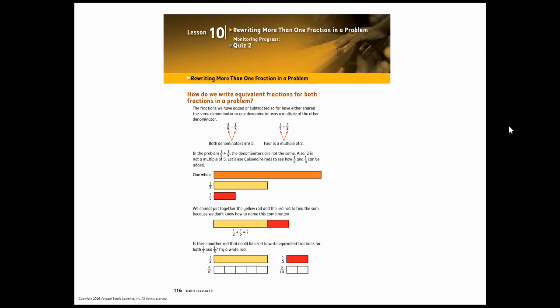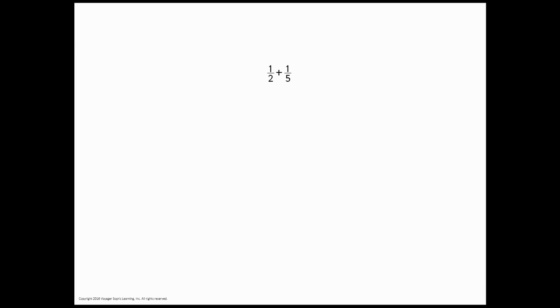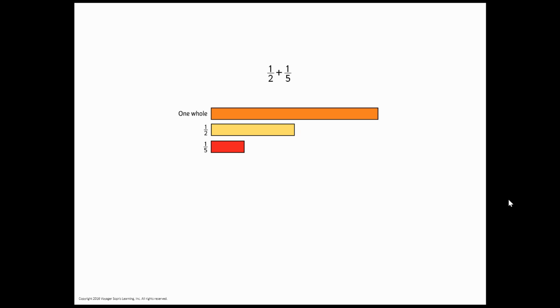Today we're on lesson 10 and we're going to talk about rewriting more than one fraction in a problem. So far we've added fractions with the same denominators or added fractions in which one denominator is a multiple of the other. In this problem, the denominators are not the same and the 2 is not a multiple of 5. Let's use these rods to show how we can add these fractions.